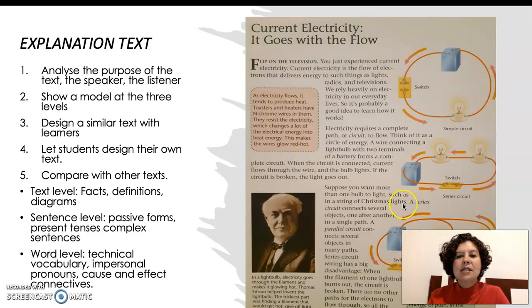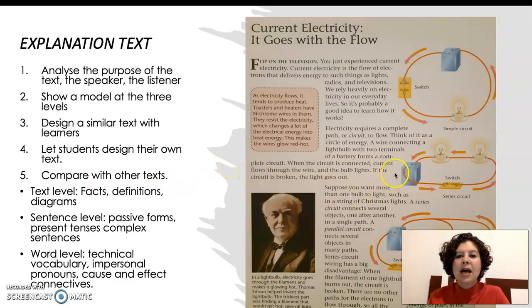Okay, this is a text, this is a reading. What is the purpose of this reading? To explain things, to explain how something works. Okay, now we're going to show a model to students, a model of the text, like in this case I'm showing this to you. Okay, and we're going to analyze the 3 levels of the text. First, at text level, here. In the explanation text, we're going to find facts, definitions, we're going to find diagrams or maps. So you tell your students what they are looking at.